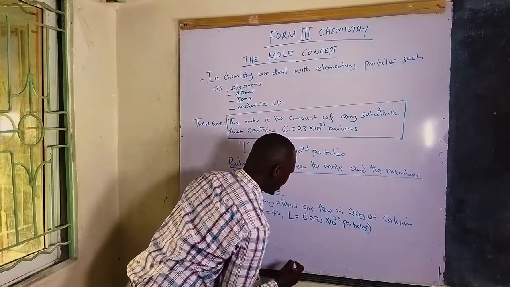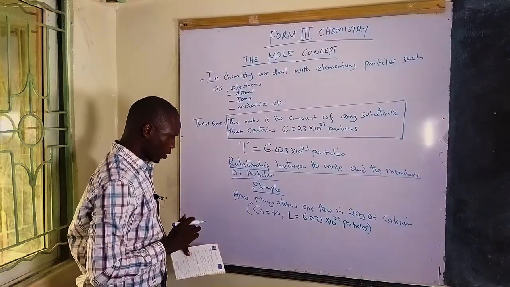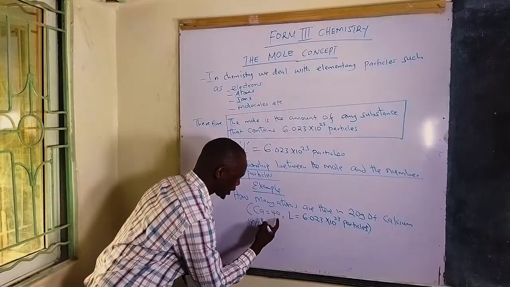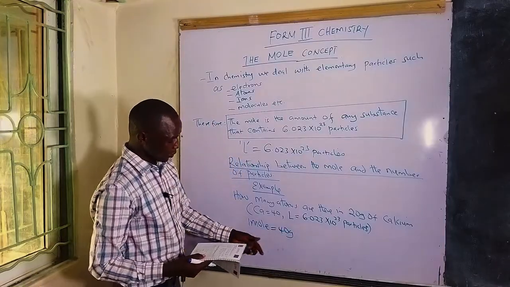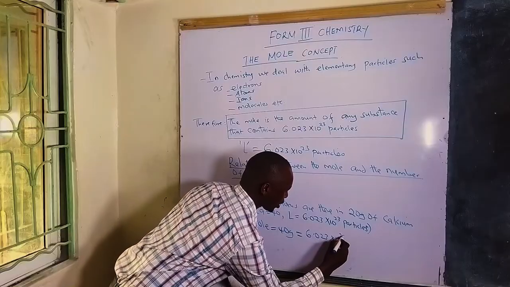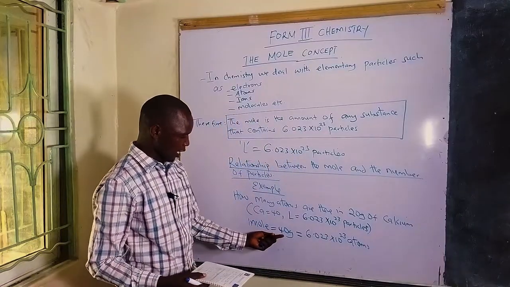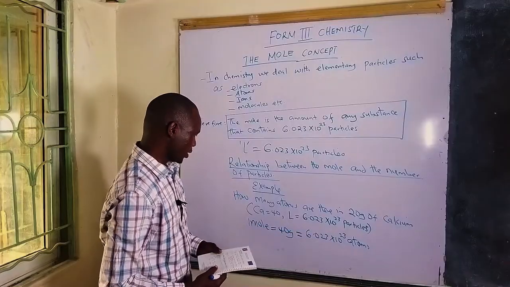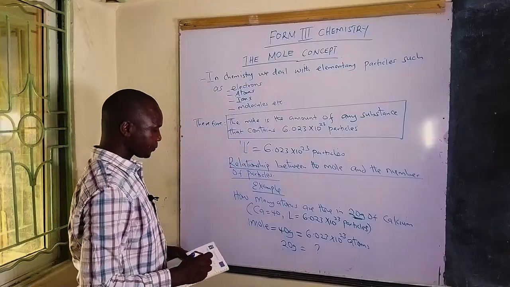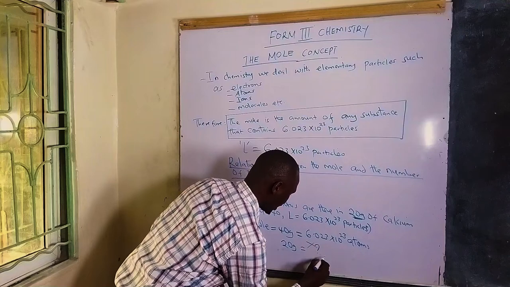Remember, particles could be ions, electrons, molecules, and so forth. Now, we know that whatever is given in brackets represents one mole, and one mole of calcium weighs exactly 40 grams. Since this is one mole, one mole of any substance will always contain 6.023 × 10^23 particles. In this case, the particles are atoms. So if one mole is 40 grams, and the 40 grams contains this number of particles, what about 20 grams of the same element? 20 grams would be equal to how many atoms?